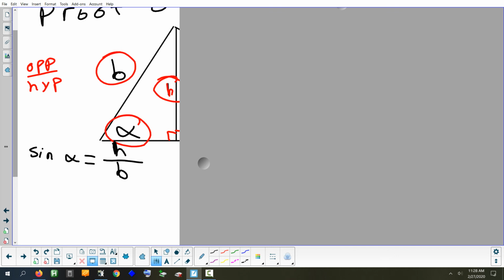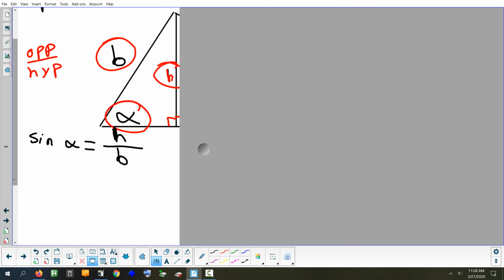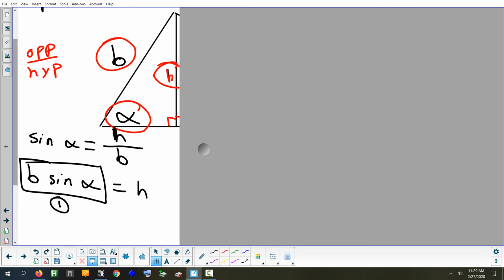And Brandon, how would I get H by itself? Multiply by B. So H equals B sine alpha. That's a formula to find the height of the triangle, as long as you know B and you know alpha. And I'm going to call that box 1. Now, I want to do the same thing again.